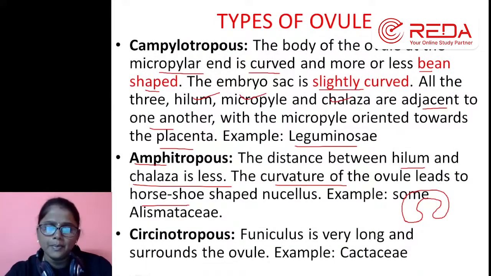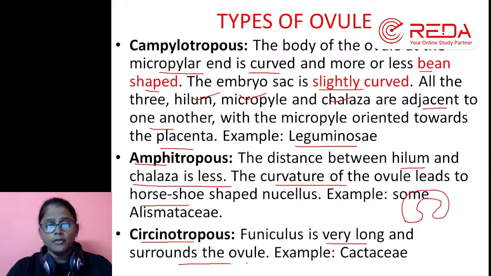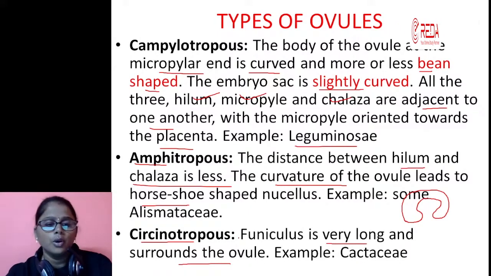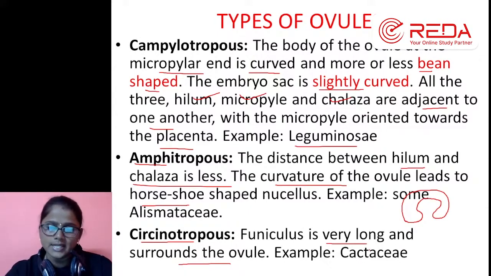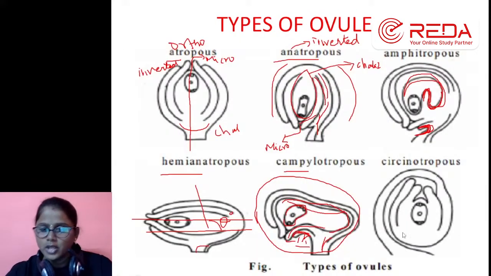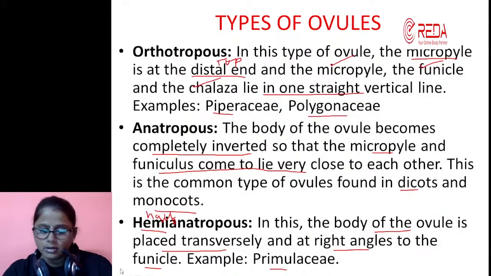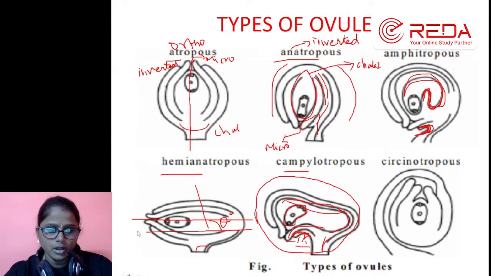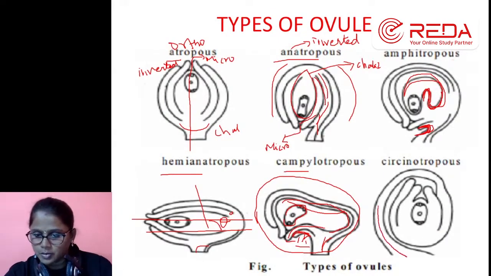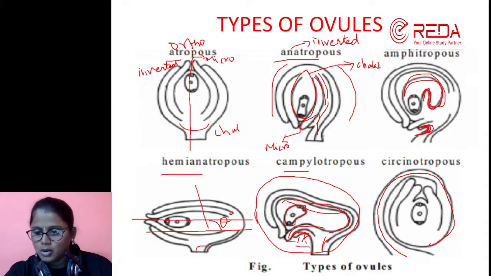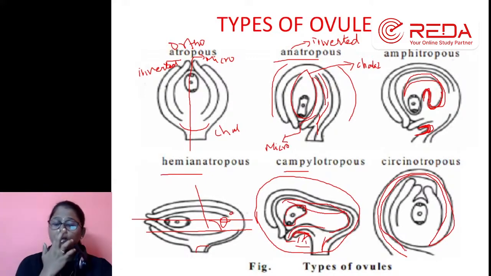And the last type is called crinotropous. In the crinotropous, the funicle is very long and surrounds the ovule. The funicle is so long that it goes around the ovule. That type of ovule is called crinotropous. An example is Cactaceae. Here you could see the funicle, just a minute. Yeah, the funicle starts from here and covers the ovule fully. The funicles are very long.